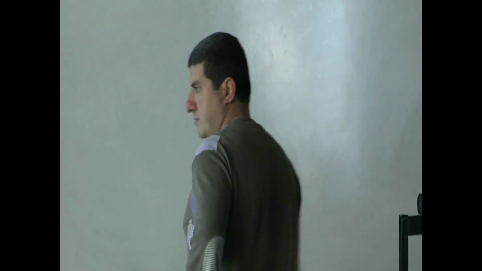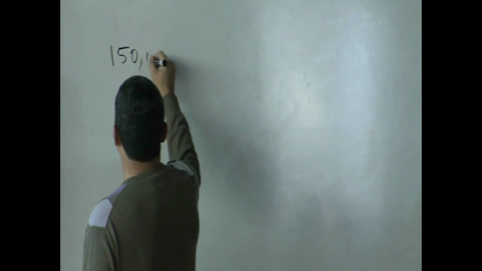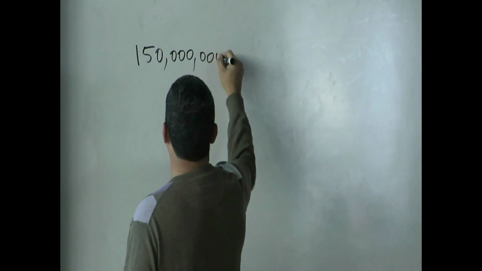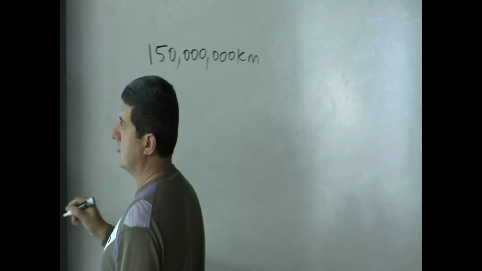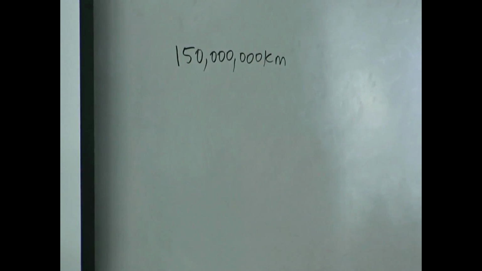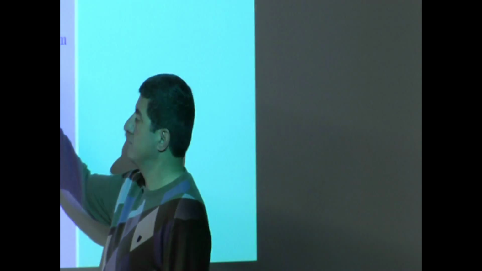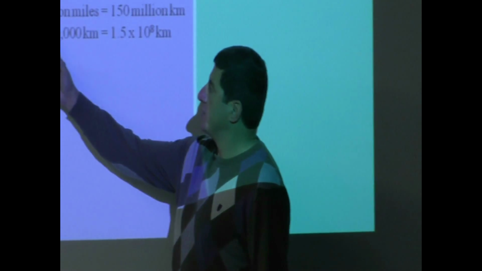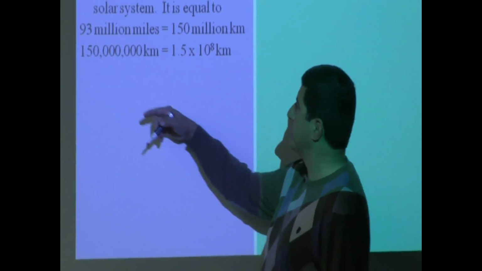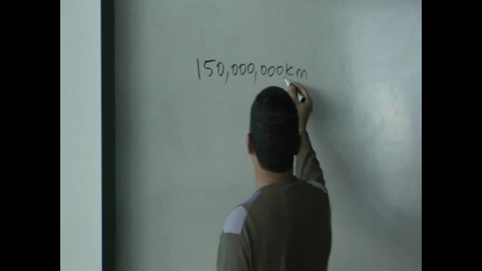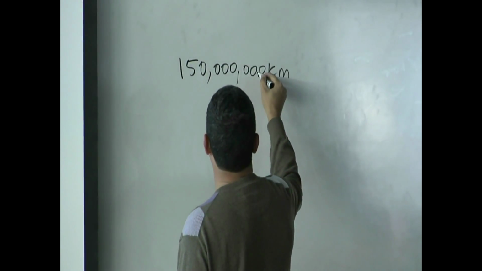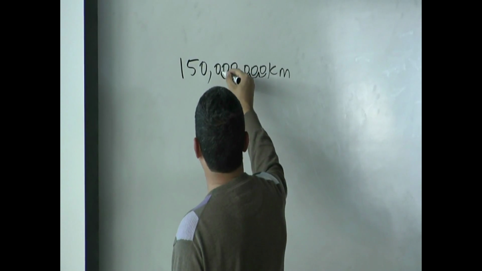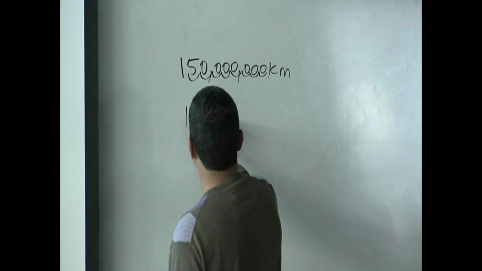you would do your 150. Remember how many zeros is a million? 6, right? 1, 2, 3, 4, 5, 6. So you get 150 and then 6 zeros, and if you want to write this in scientific notation, go 1, 2, 3, 4, 5, 6, 7, 8.